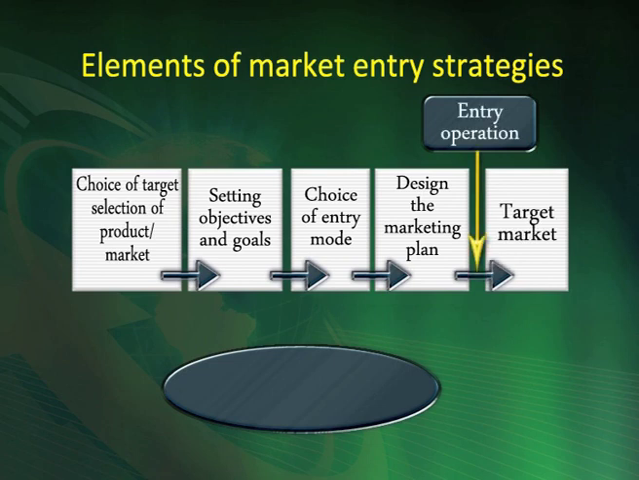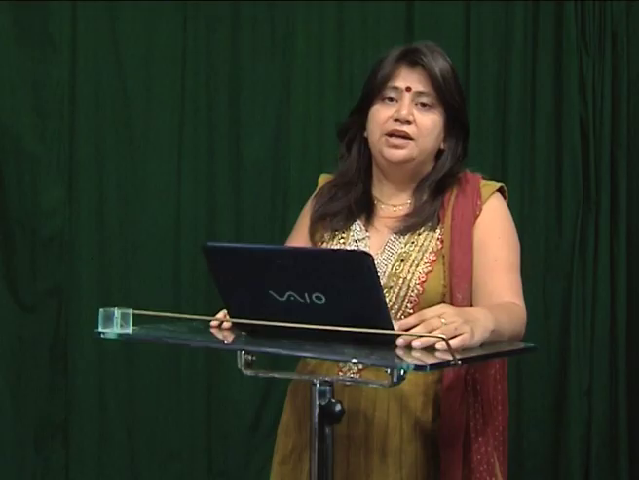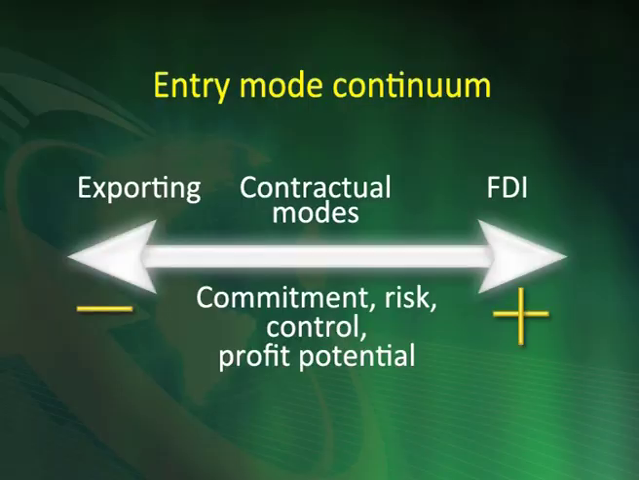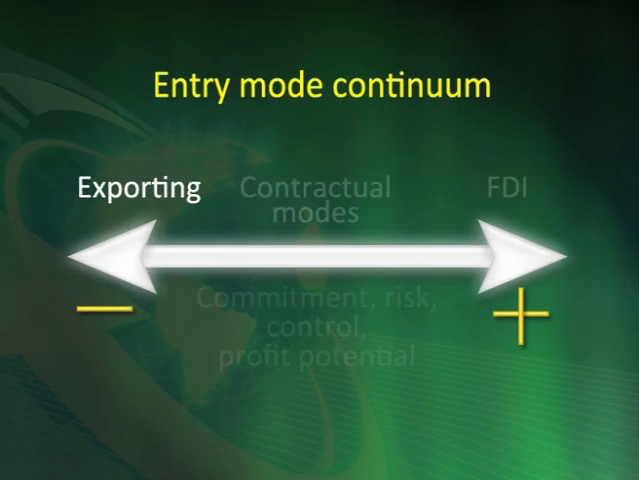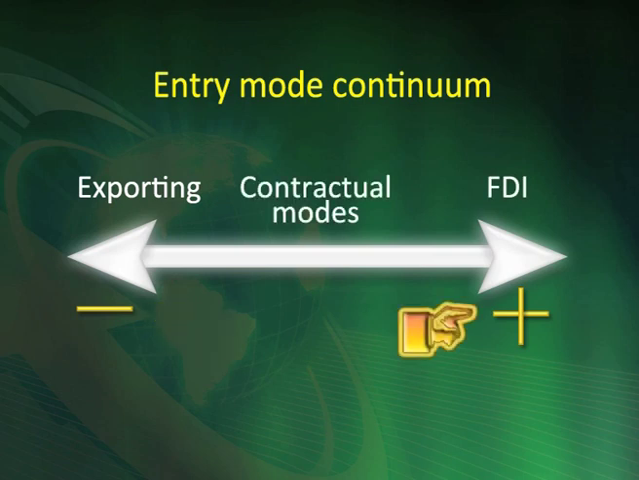Now, when you try to enter into the market, you have the control systems also. The control systems relate to the monitoring operations and revising the entry strategy. So, this diagram basically gives you all the options to enter into the international market. Here we have shown you a scale, that is the entry mode continuum. In this scale, we are moving from exporting to FDI. Exporting is less risky and FDI is more risky.